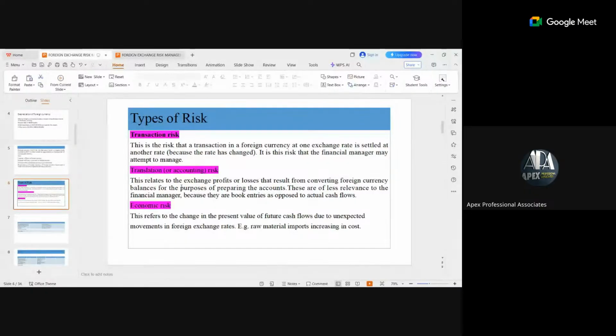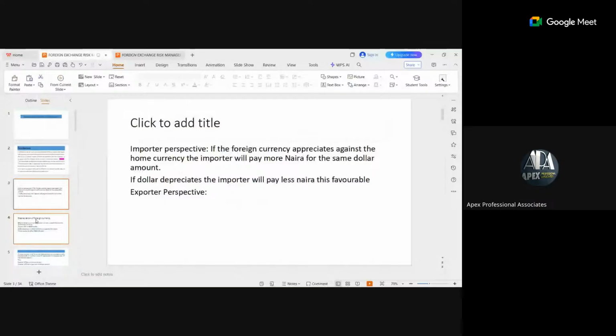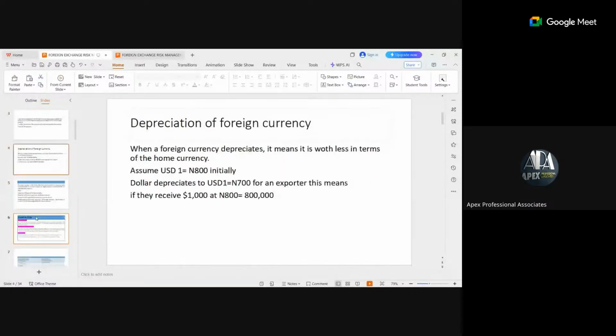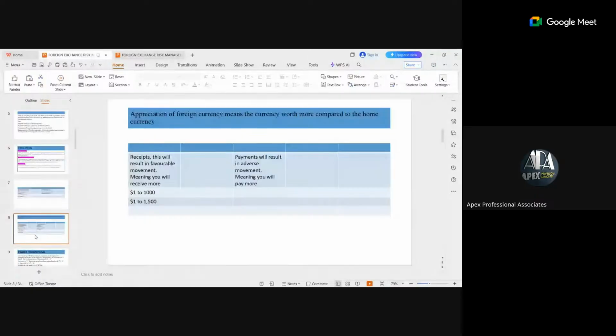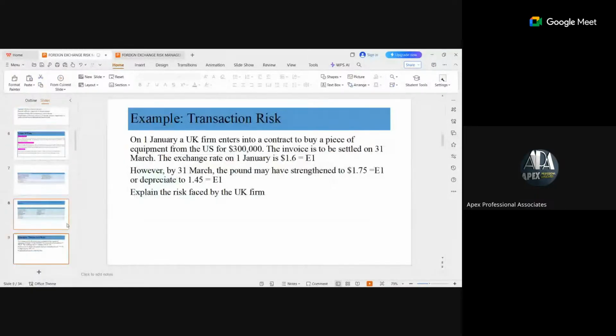There is an example related to this that I want us to look at. This is a question on transaction risk. On 1st January, a UK firm enters into a contract to buy a piece of equipment from the US for $300,000. The invoice is to be settled on 31st March.